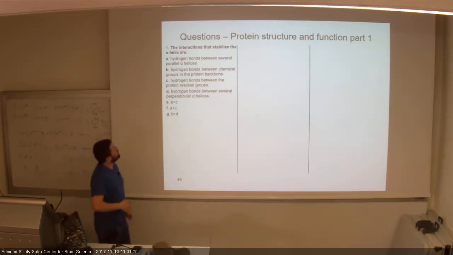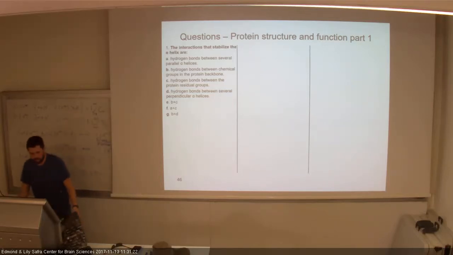So, the interaction that stabilizes the alpha helix. I will ask you, and you will say if it's correct or not. Hydrogen bonds between several parallel alpha helices. Yes or no? What do you say? No or yes? No. Hydrogen bonds between chemical groups in the protein backbone. Hydrogen bonds between protein residual groups. No. Hydrogen bonds between several perpendicular alpha helices. Yes. No. So the right answer is B.